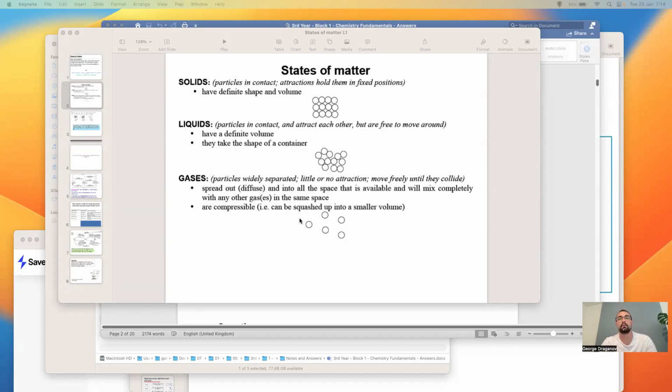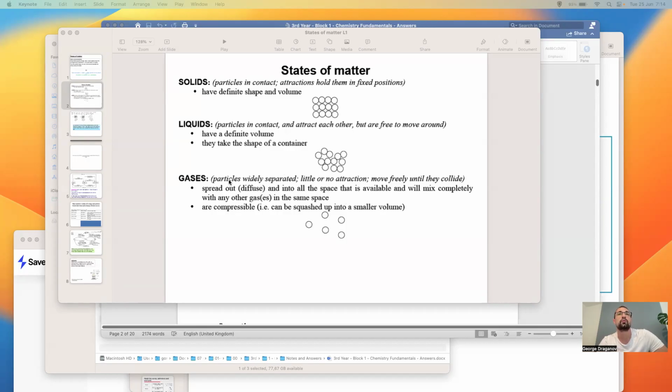Now, in a gas, the particles must not touch and they must be far apart and randomly arranged. Gases are compressible, which means that if you apply pressure, you can bring the particles closer together into a smaller volume. That's unlike the other two. So gases will take the shape of the container and can also be compressed and change volume.